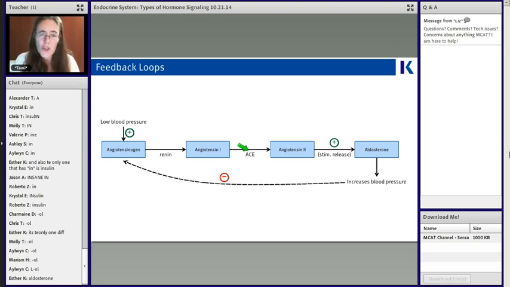All right, should you know this pathway for the kidney? Yes, you absolutely need to know this pathway for the kidney. We go through that in the kidney sessions. So make sure that you know aldosterone.